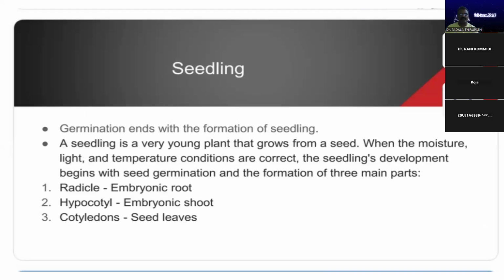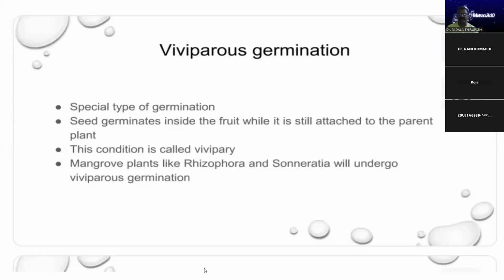So the germination ends with the formation of seedlings. Madam, one second. Sir. Viviparous germination is also observed in day-to-day life in cucumber and the Cucurbitaceae family, and also in pepper and Carica papaya seeds. Some of the seeds germinate inside the fruit while it is attached to the plant.